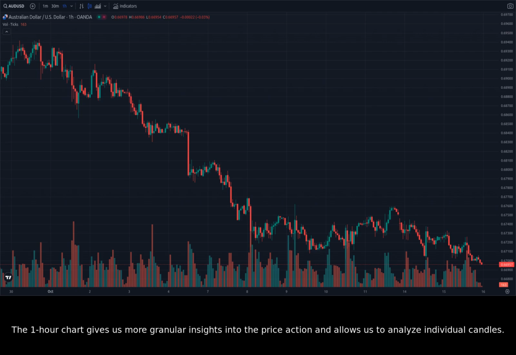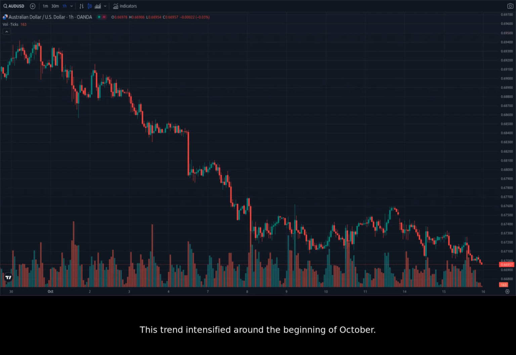individual candles. Looking at the recent candles, we can see a series of red candles indicating a bearish trend. This trend intensified around the beginning of October. The price has been consistently dropping, indicating a shift from the bullish trend we saw in the daily chart. Now, let's try to correlate this short-term bearish trend with the news and events.